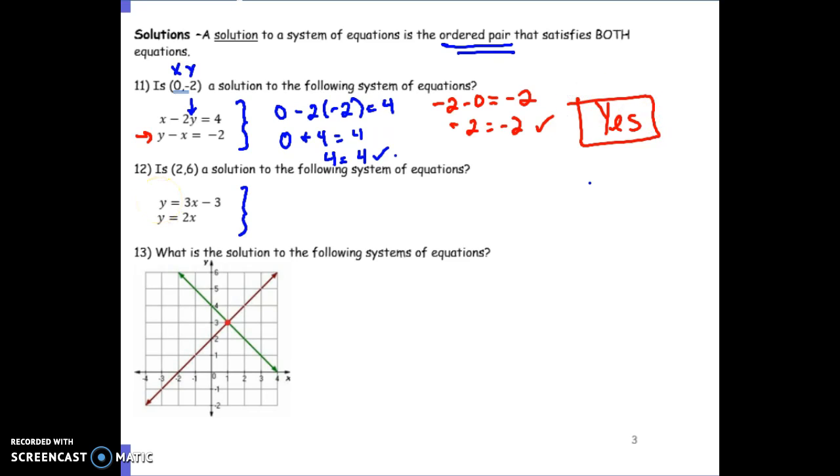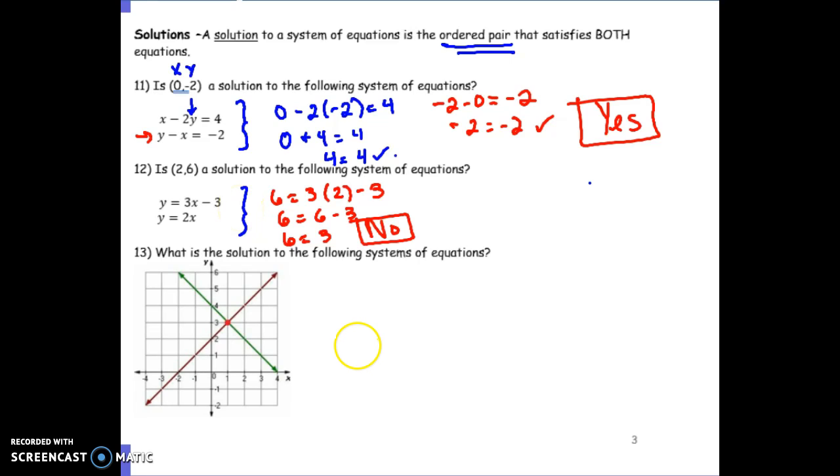Okay, so we'll do the same thing for number 12. If you want to pause the video right here and try it, you can. But if you plug in (2, 6), okay, 6 is equal to 3 times 2 minus 3. Okay, 6 is equal to 6 minus 3. Well, does 6 equal 3? No. So as long as one of those does not satisfy the system, as the solution, then you can write no. Okay, you don't even have to check both of them.